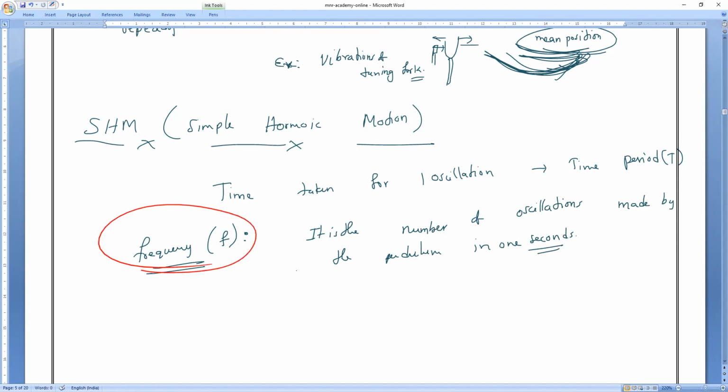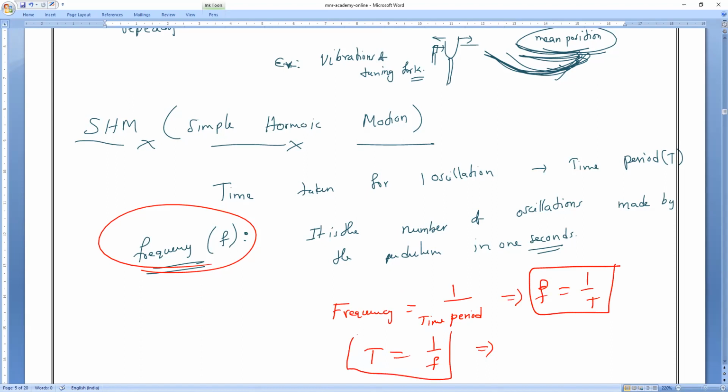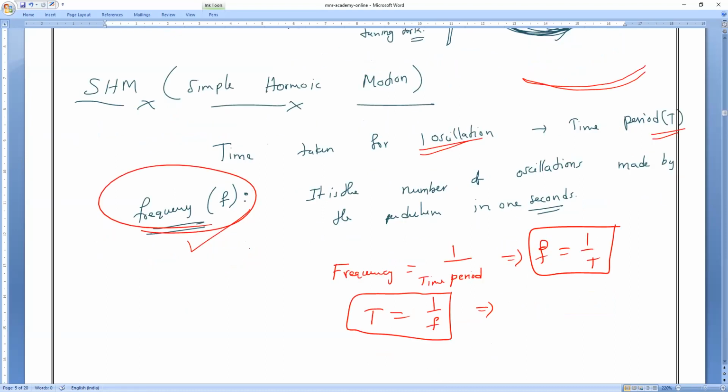Frequency. Okay. So all of you remember, frequency is equal to 1 by time period. Both are inversely proportional to each other. Or time period is equal to 1 by frequency. So whatever you want, you can write. Time taken to complete one single oscillation, one going and coming back, is called the time period. If it is making 10 oscillations per 1 second, that is called the frequency. Is it okay, guys?